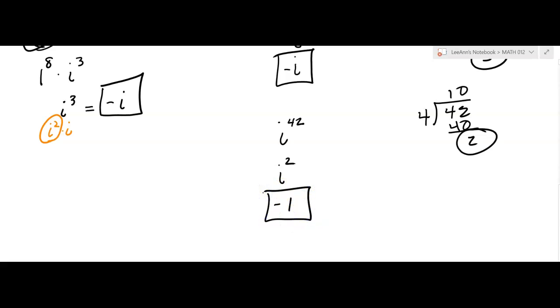Now, what if I had i to the 80th power? One more example. 4 goes into 80, 20 times, right? No remainder, 0. So you get i to the 0. But what do you know is i to the 0? 1, because it's to the power of 0. And you could even think about it cyclically going backward, it would be 1. Okay, I think I've done as many as I can there.